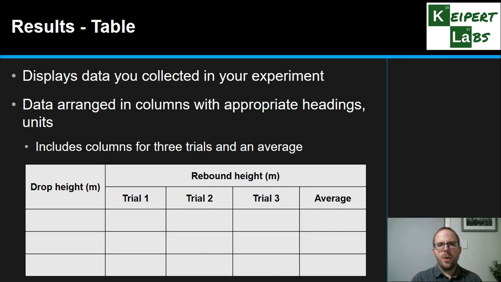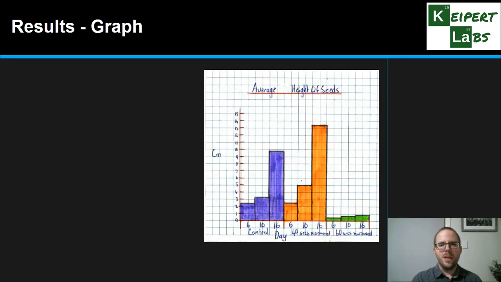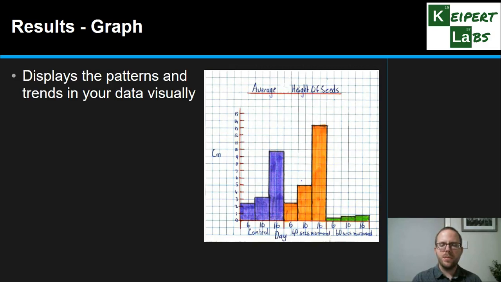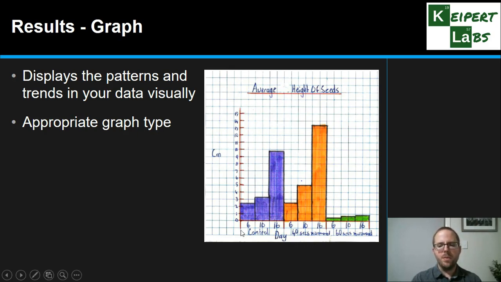But a table can't show all the patterns that we often need to see, so we use a graph. We can visually display any trends or patterns in our data. It makes it really clear to see. A well-constructed graph can stand pretty much on its own without the rest of the report. We choose an appropriate graph type, whether a column or a line graph, depending on whether we're doing word categories or number measurements. And we also make sure that we're only using our average values.